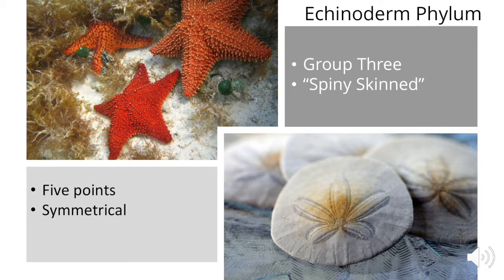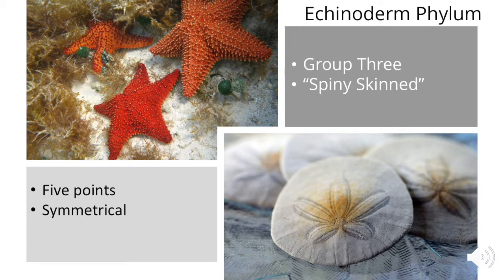The next group of invertebrates that we're going to study is the echinoderm. And this is a group that is defined, or the unique characteristic about it is that it has, in many cases, spiny skin. And in fact, spiny skin is what echinoderm means. One of the other unique characteristics is that they oftentimes have 5 points.